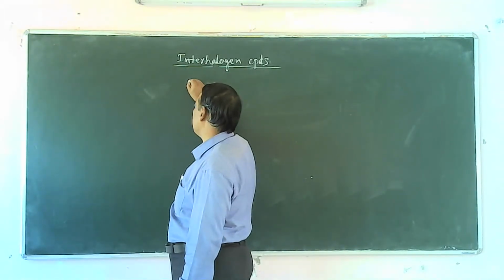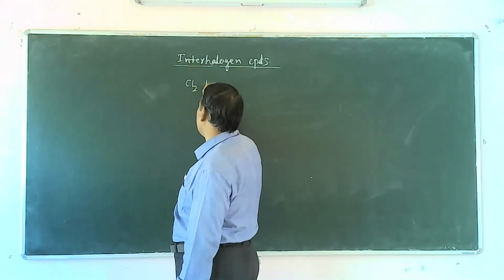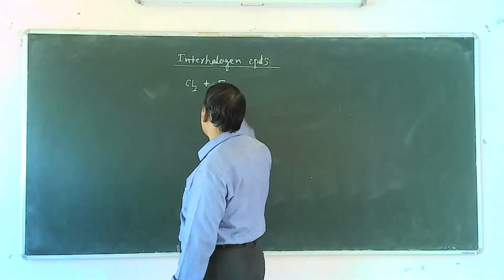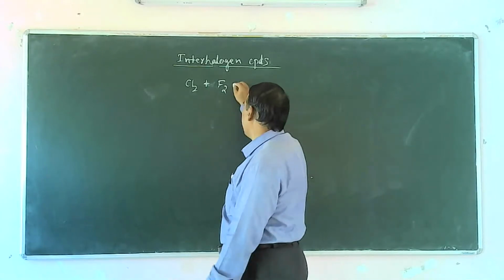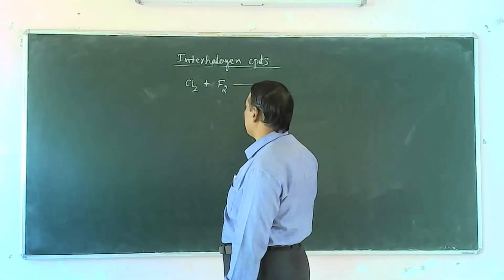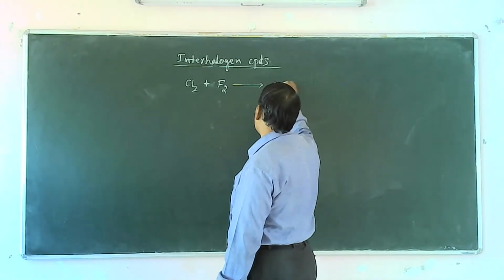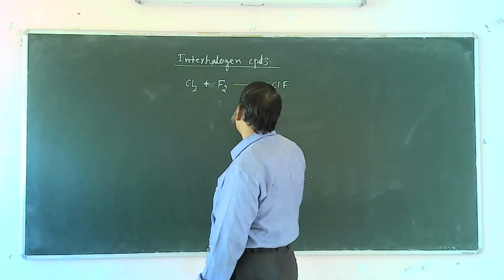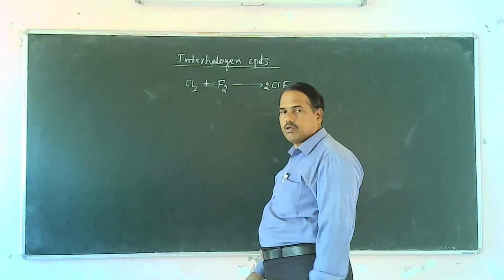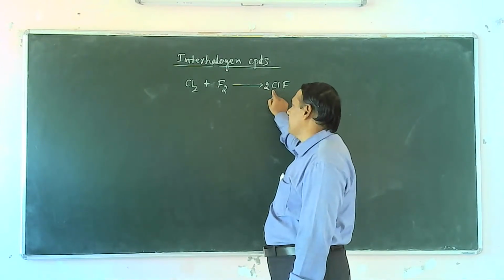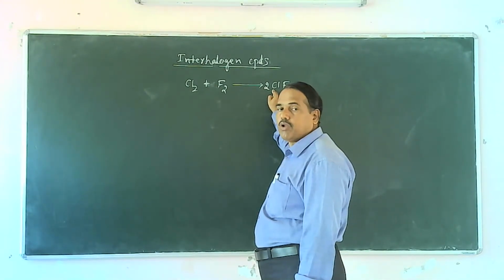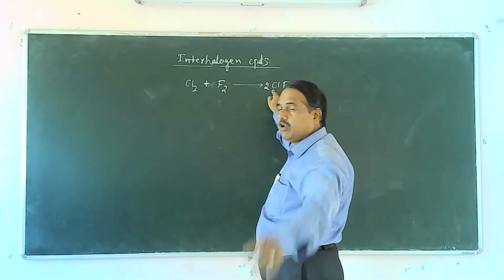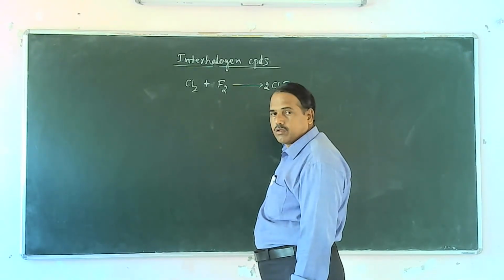In the preparation, we can see chlorine reacts with fluorine. At a particular temperature, we will get ClF, so it is nothing but 2ClF. Are you clear? Which is here the bigger size halogen, which is nothing but chlorine, and which is the smaller size halogen, which is nothing but fluorine.